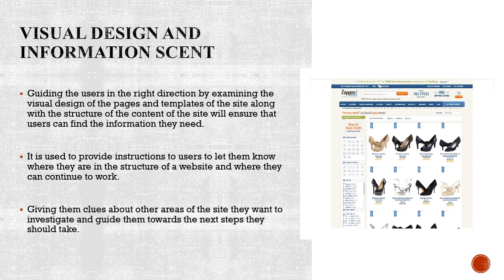One of the main concepts related to information architecture is information scent, which is used to provide instructions to the user to let them know where they are in the structure of the website and where they can continue to work. This also gives them clues about all the areas of the site they want to investigate or guide them towards the next steps they should take.